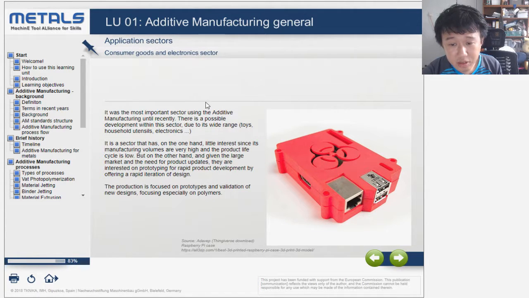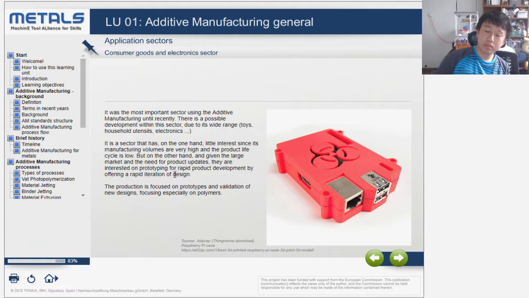Consumer goods and electronic sectors, it's the most important sector using additive manufacturing until recently. There's a possible development within this sector due to the wide range of toys, household utensils. This sector has on the one hand little interest since its manufacturing low volume, very high, and the product life cycle is very low, but on the other hand, given the large market and the need for product updates, they are interested on prototyping for rapid product development. The production is focused on prototypes and validations of new designs.